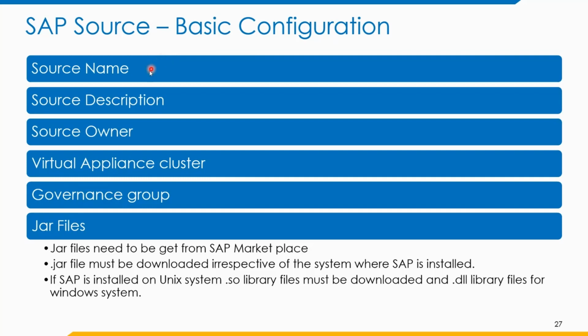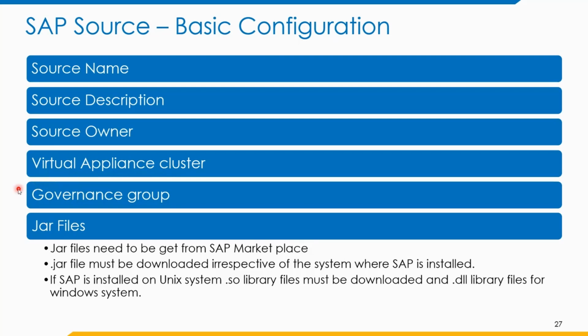In the basic configuration, we are going to write the name of the source and a small description that can be understood whenever any third person sees it. We can have a user-friendly description over here, and a source owner. We can choose a source owner from the identities that are already present in the SailPoint Identity Now tenant. Coming to virtual appliance cluster, as a prerequisite, we already have a virtual appliance in place in a specific cluster, right? So that cluster needs to be chosen in the virtual appliance cluster.